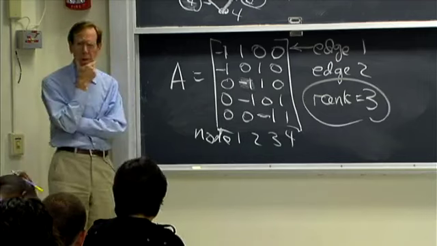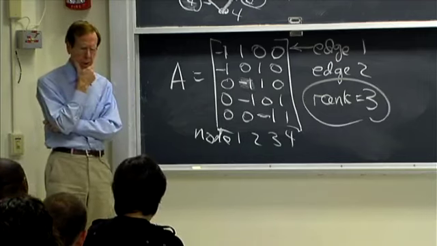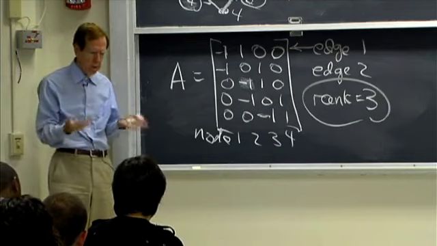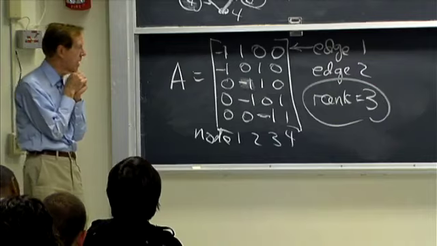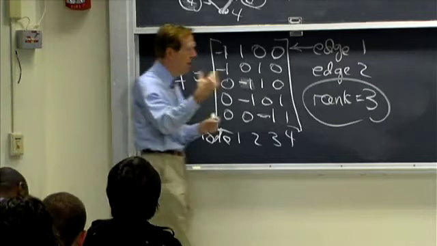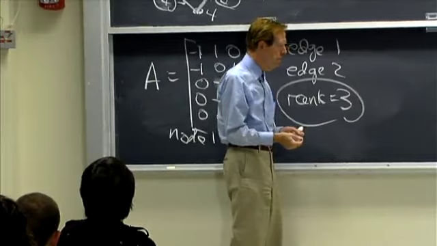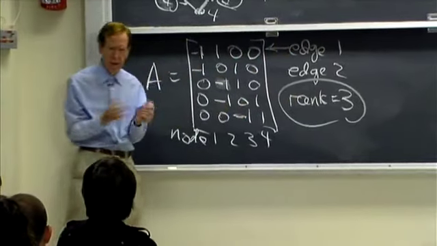Okay, are you okay with that incidence matrix? Because this is like the central matrix of our subject. And we can figure out A transpose A. That's kind of fun.